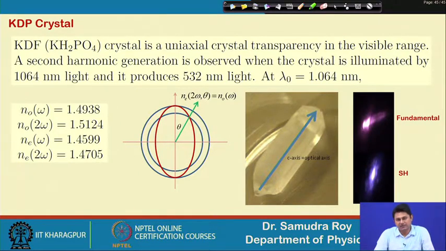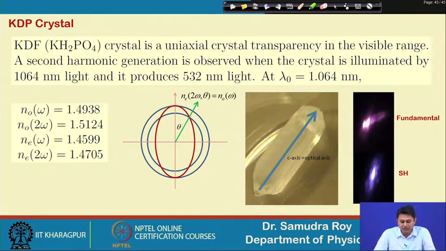KDP crystal is a very interesting crystal, and in KDP crystal normally we generate the second harmonic. Let us try to find out what properties we have in KDP crystal. So, KDP crystal is a uniaxial crystal, with transparency in the visible range. Obviously, if it is transparent in the visible range, then it is easier for us to apply it in the visible range. Normally, we work in the visible range.